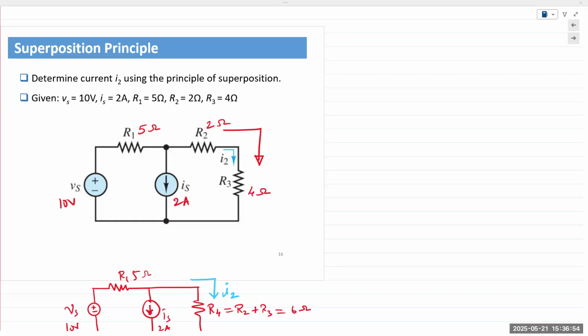Also, everyone should keep in mind that we can only reduce an independent source to zero. We cannot reduce a dependent source to zero. If you have dependent sources, they stay as they are. We can't do anything about those. The diamond-shaped dependent sources cannot be reduced to zero. It's an important point to remember.